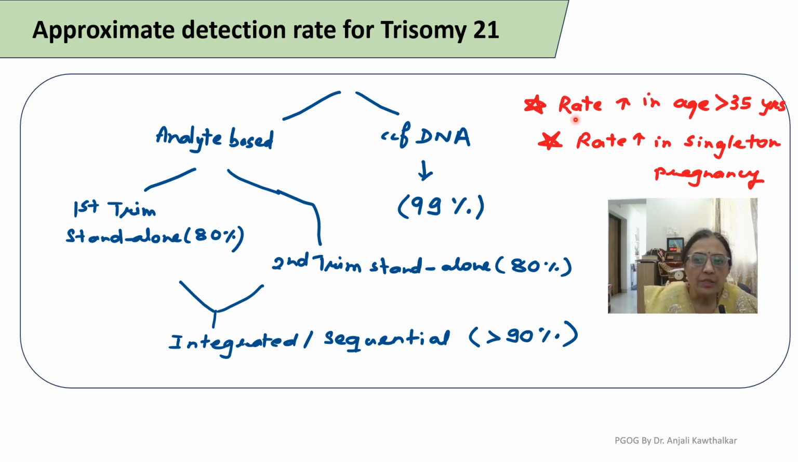The detection rate in general is higher whenever the age of the woman is greater than 35 years, and the detection rate is lower whenever the woman is younger. And the rate is higher in singleton pregnancy as compared to multifetal or twin pregnancy.